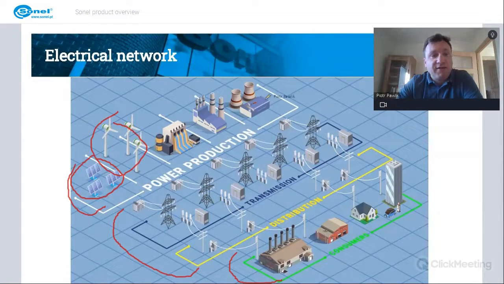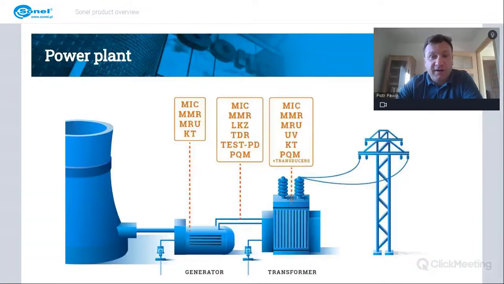And the remaining ones, like water plant, coal plant, gas plant or nuclear plant, I will discuss just over here as generally a power plant. So in a power plant, we can find a generator, transformers, and different cables. And we can test them with our meters.